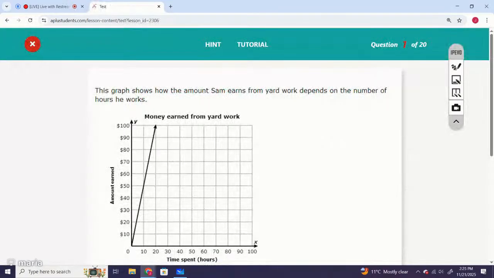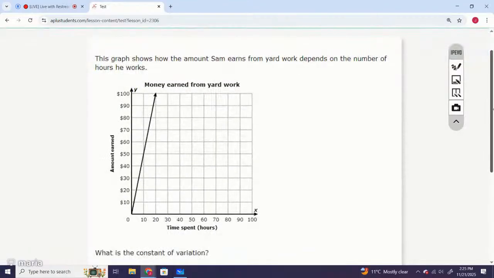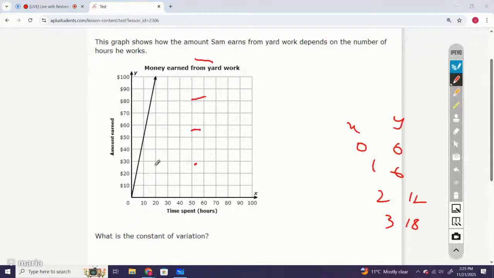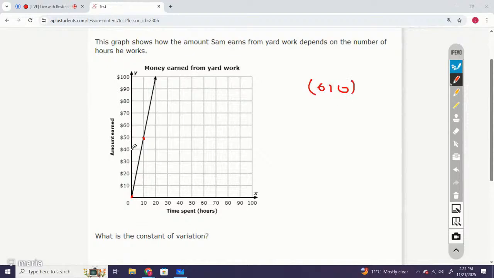This graph shows how the amount Sam earns from work depends on the number of hours he works. So you need the slope. Actually, just select any 2 points on the graph and calculate the slope. So 0, 0, and the other one is x is 10, y is 50. We calculate the slope: 50 minus 0 is 50, 10 minus 0 is 10, so 10 times 5 is 50. The slope is 5. The correct option is 5.